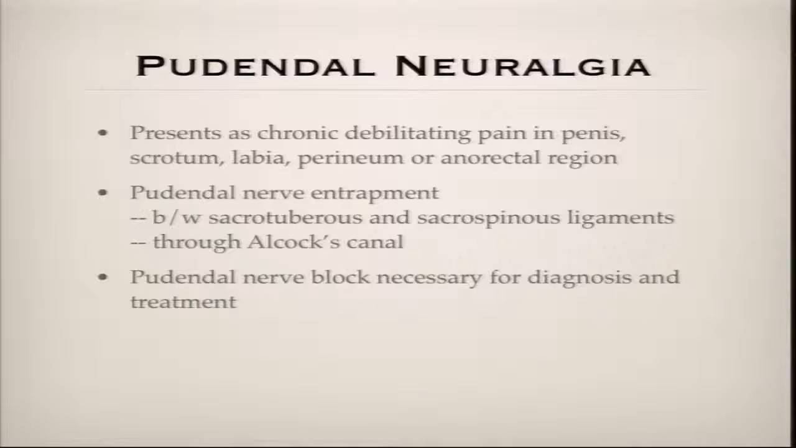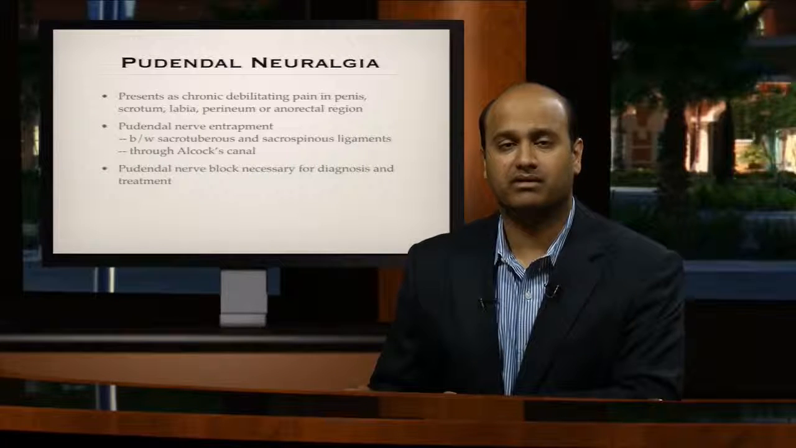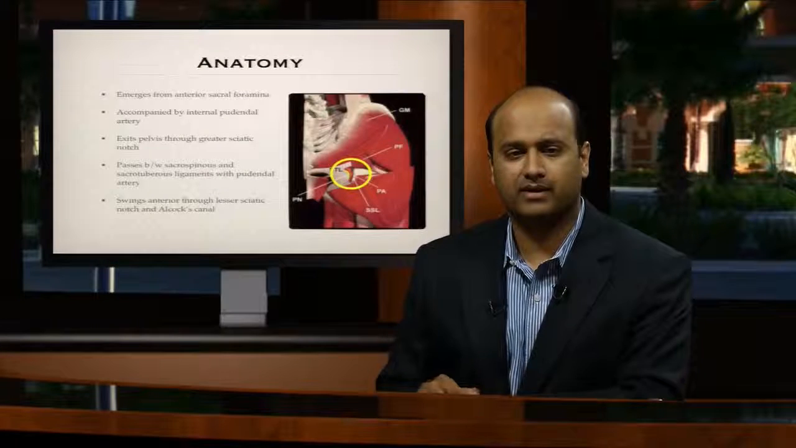Lastly, in the category of chronic pelvic pain conditions is pudendal neuralgia. This is a chronic debilitating pain that some patients can experience in their penis, scrotum, labia, or perineum, or anal rectal region. And this often occurs because entrapment of the pudendal nerve occurs between the sacrotuberous and sacrospinous ligaments. A pudendal nerve block can be very diagnostic and sometimes even therapeutic for these patients.